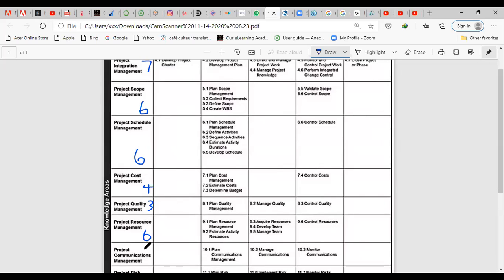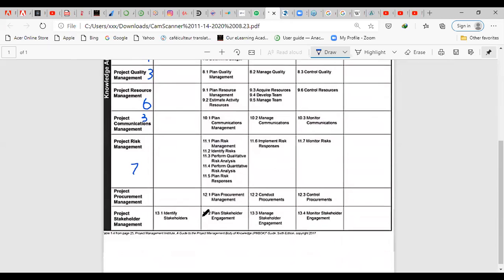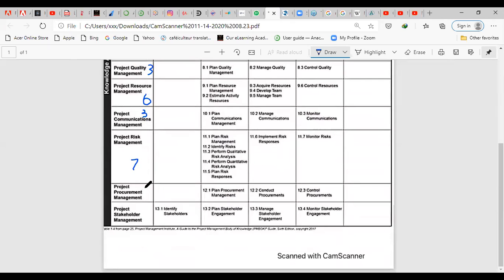Good. And then if you look at communications management, we have 3 processes. Then we come to risk management. 1, 2, 3, 4, 5, 6, 7 processes. Yes, 7. Then we go to procurement. How many? That's 3. Good. Then stakeholder management. How many do we have? 1, 2, 3, 4. We have 4.